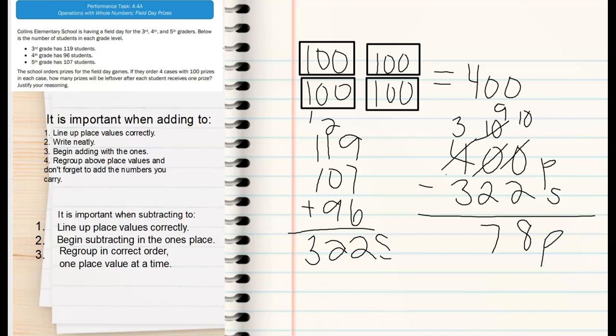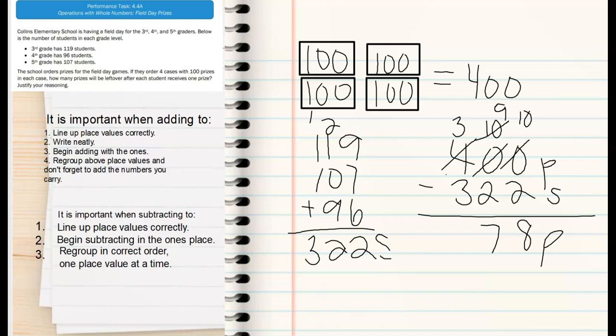Okay, students, so this is just one way to solve the problem. There's actually a couple of other ways you could have solved this problem. You may have decided to take away the 3rd, 4th, and 5th graders one group at a time. That just takes a little bit more steps, but it would still get you 78 prizes in the end.